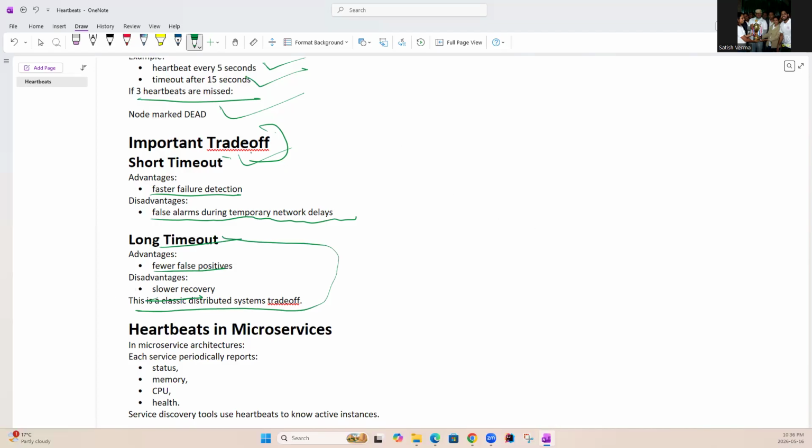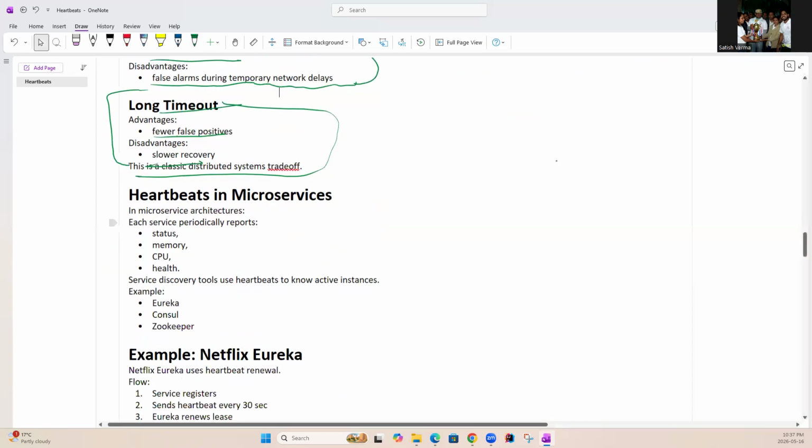Usually we go with the long timeout, because of fewer false positives. With a short timeout, we might have some delay, and it says okay, not working, something like that. So short is not good. The long timeout trade-off is good.